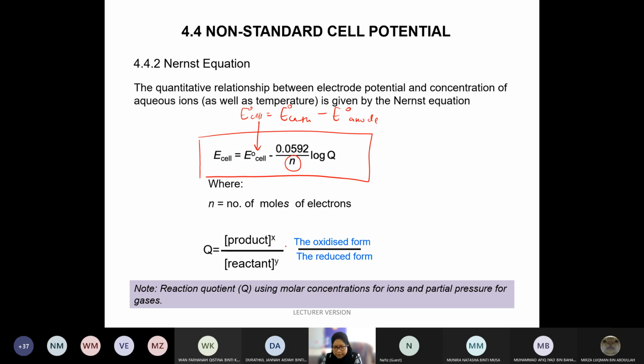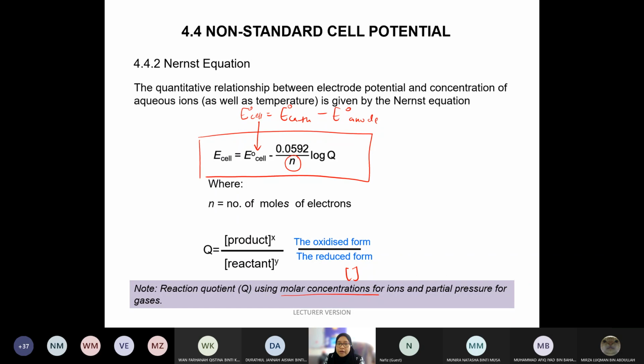We can also simplify it: normally the concentration of product comes from the oxidized form and the reactant comes from the reduced form. As usual, do not include solids, do not include liquids, we include only the ions. So for the reaction quotient we use molar concentration for ions, and partial pressure for gas.